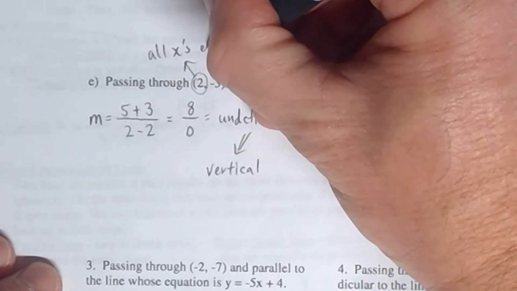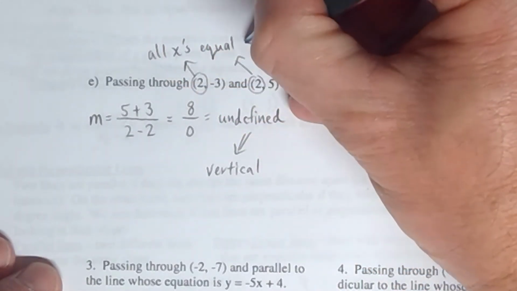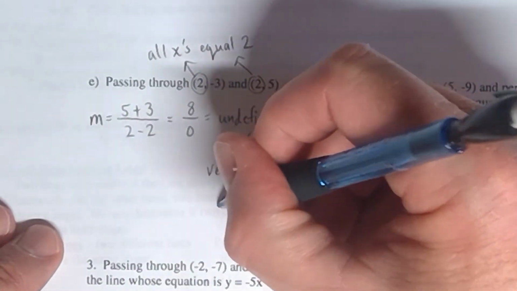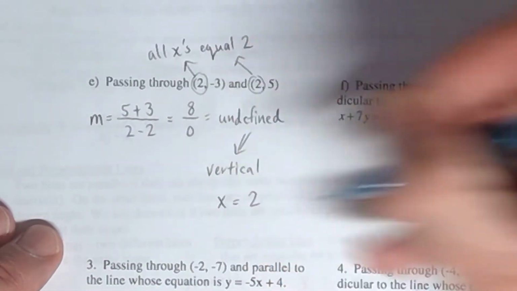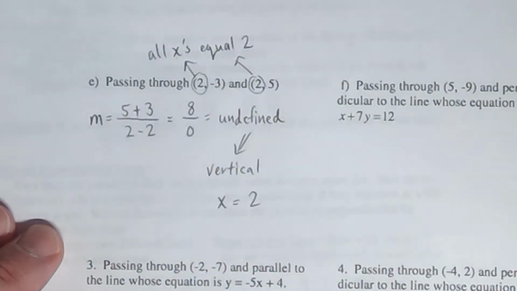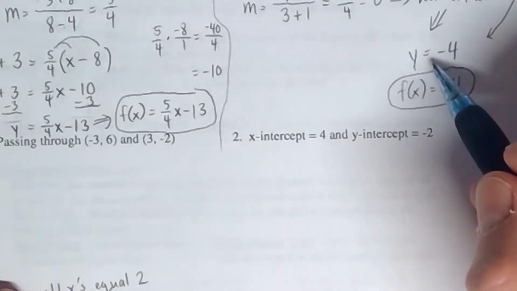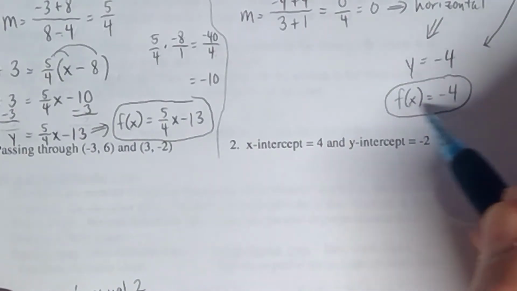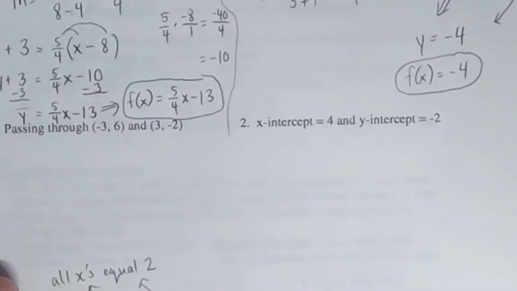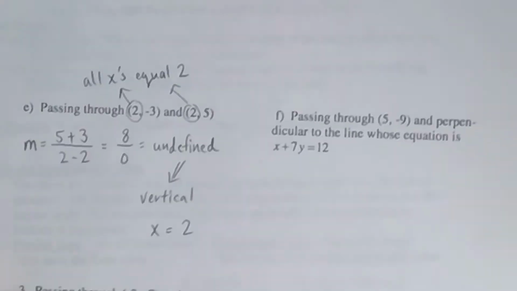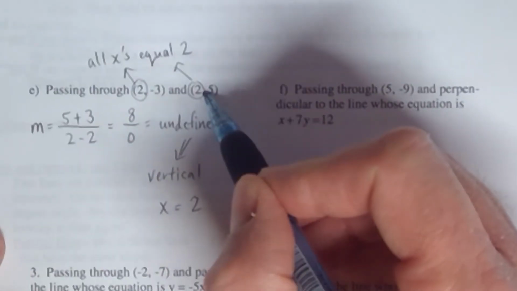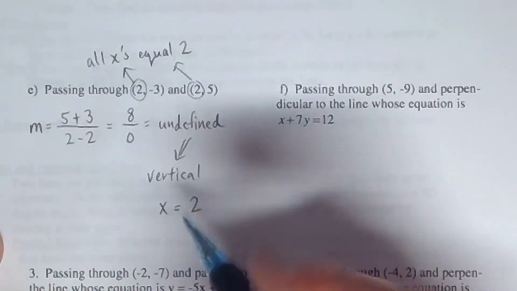x's equal 2 then. And when all the x's equal 2, that means that your final answer is going to be just simply x equal to 2. Just like when all the y's were equal to -4, your answer was y equal to -4 before I changed it to f of x. Okay, so when it's horizontal or vertical, that's what you do. All right, if it's vertical, you look for the common x, you make x equal to that.